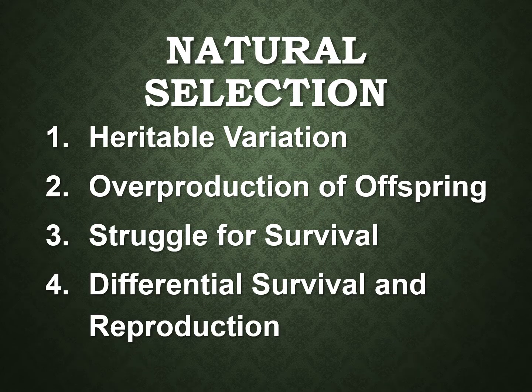So first off, let's review the requirements of natural selection. The first is heritable variation. The second is overproduction of offspring. That's when there's more offspring produced than the environment can support. The third is the struggle for survival. And then the fourth is differential survival and reproduction.